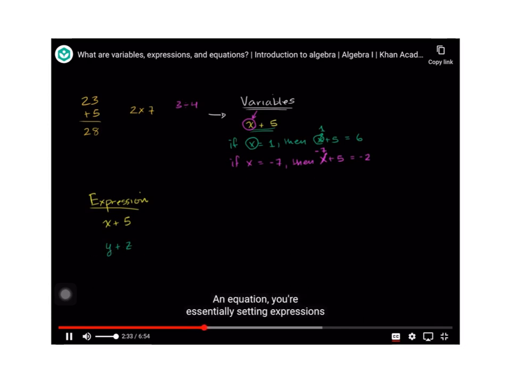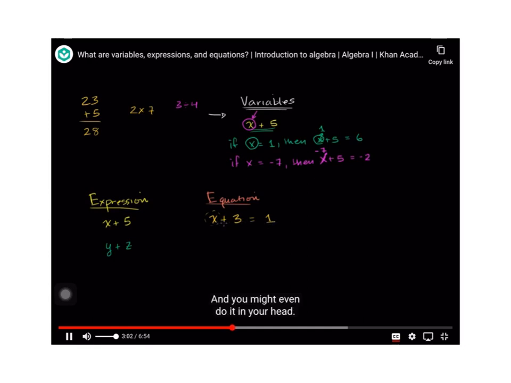An equation, you're essentially setting expressions to be equal to each other. That's why they're called equations. You're equating two things. An equation, you'll see one expression being equal to another expression. So for example, you could say something like x plus 3 is equal to 1. And in this situation where you have one equation with only one unknown, you can actually figure out what x needs to be in this scenario.